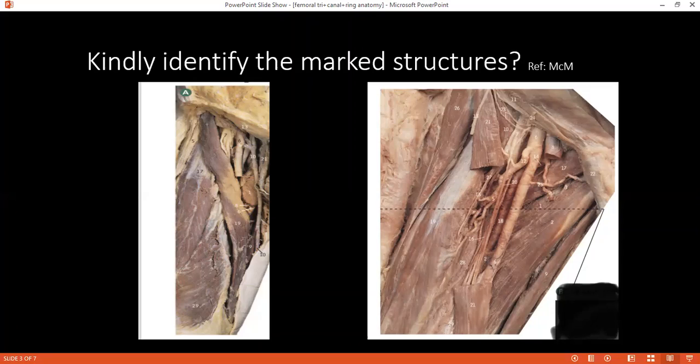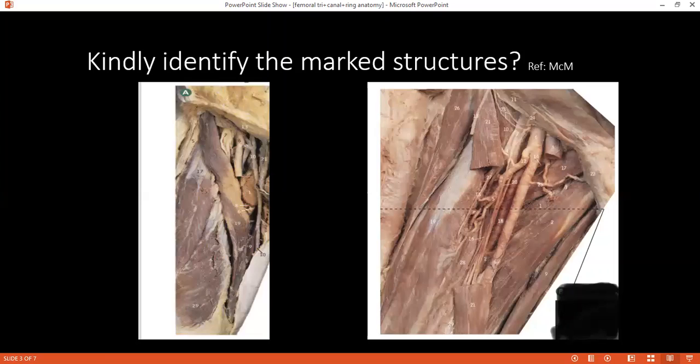The boundaries are: anteromedially, the roof is formed by the sartorius. Anterolaterally, there is the medial border of the vastus medialis. The floor is formed by the adductor magnus and longus muscle. What are the contents of that canal? The saphenous nerve, femoral artery, and vein are the contents, as well as the nerve to vastus medialis.